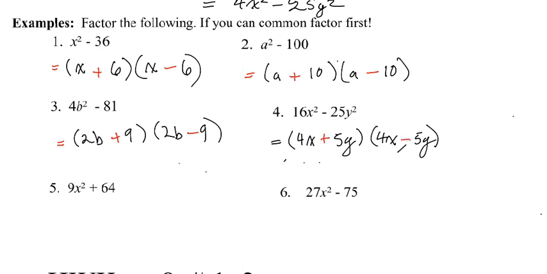For this next problem, you'll notice that we have two perfect squares in 9x squared and 64, but there's a plus sign in between. This can't be factored.